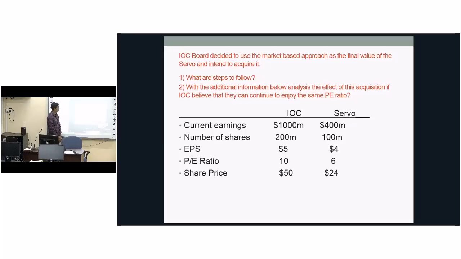They have also given you some information that they have decided to use the market-based approach for this organization. So just to check with you, if you use the market-based approach, in your opinion, what would be the value for this organization based on the existing information? If they use the market approach, what would be the value of your target firm, that is Servo? Yes?